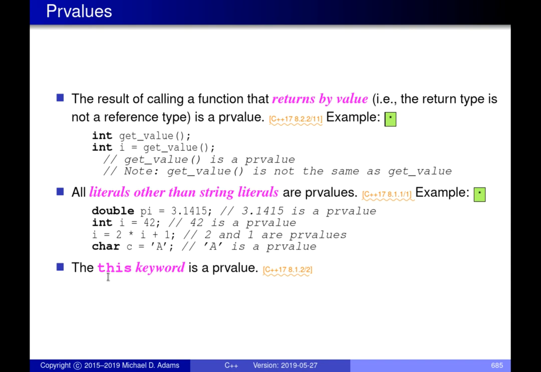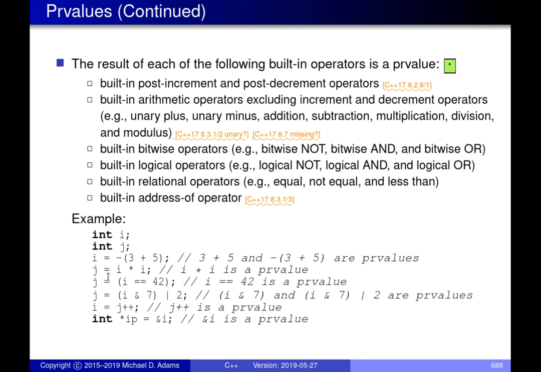You might not write this out very many times in your code, but anytime you're writing a class, it's baked into what you're doing. So this is kind of implicitly used quite a lot. So those are some examples of pure R values.